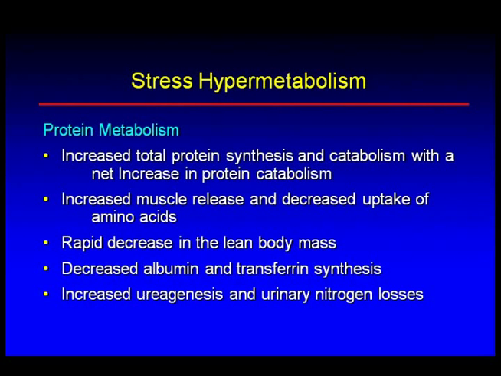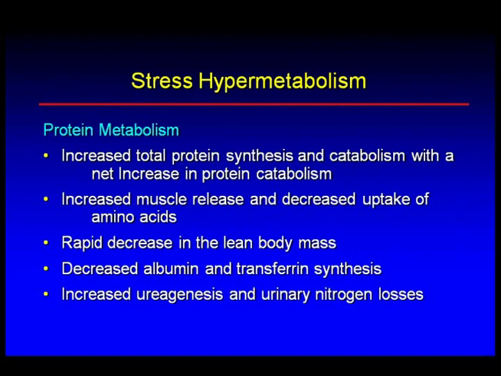The respiratory quotient in these patients is in the range of 0.8 to 0.85, reflecting utilization of a mixed fuel source. Remember, the starving patient uses fat as their fuel source. These patients have a mixed fuel source.